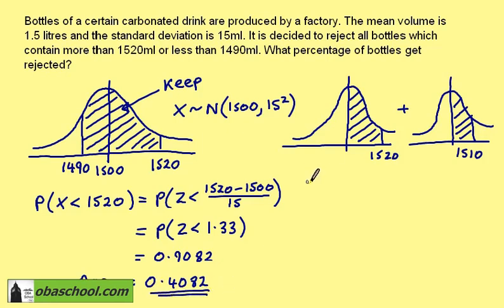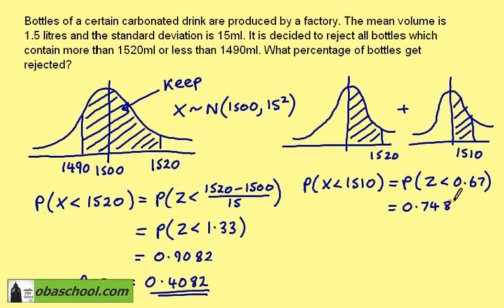We're now after the probability of X being less than 1510. Remember, what we're going to do is 1510, take away the mean, and divide by the standard deviation. So this will be the probability that Z is less than 0.67 to 2 decimal places. Looking up tables, this gives us 0.7486. Since we want to take off this area, the area that we want is 0.2486.